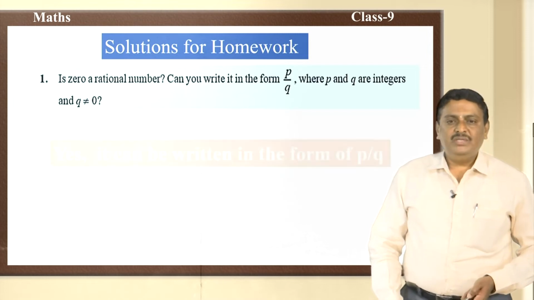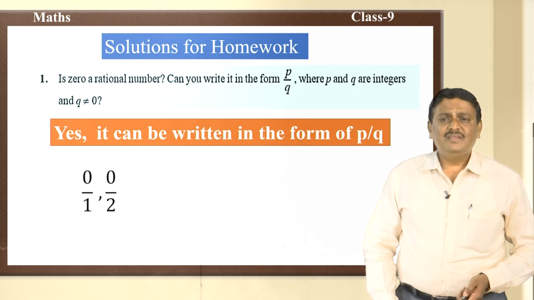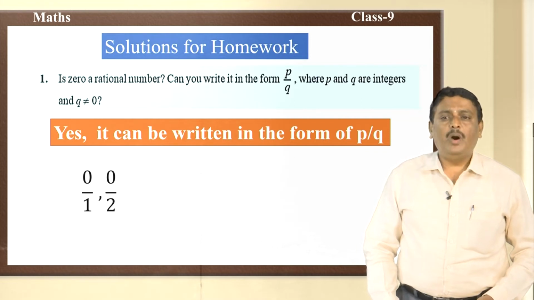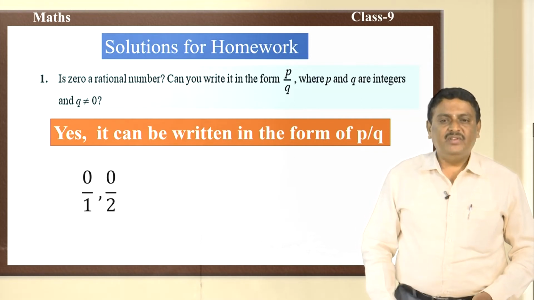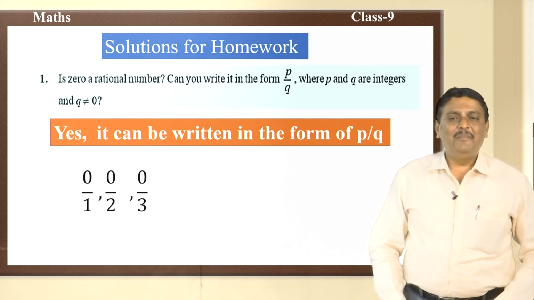For the first question, is 0 a rational number? Can you write it in the form of p by q, where p and q are integers and q is not equal to 0? Yes, it can be written in the form of p by q. The examples are 0 by 1, 0 by 2 and 0 by 3. So, that is why 0 is a rational number.